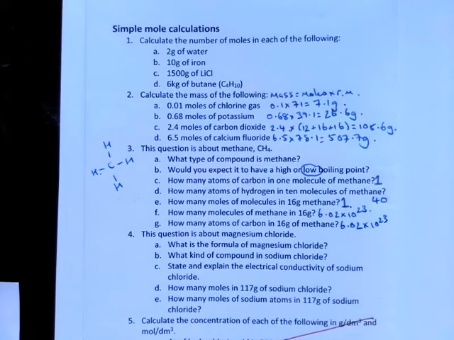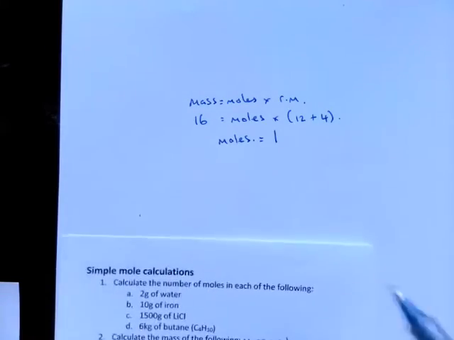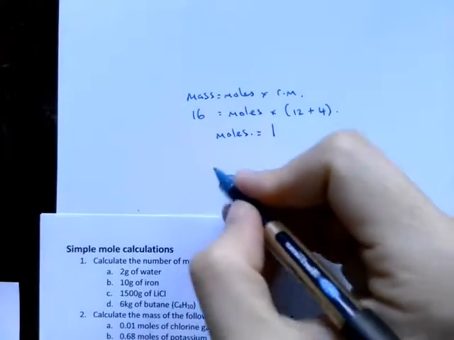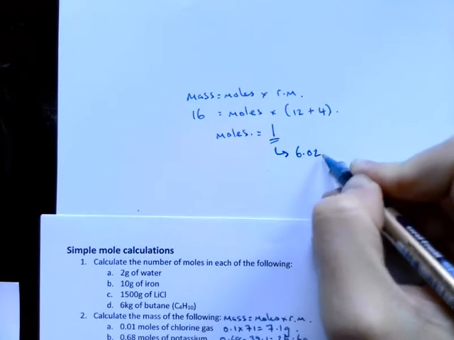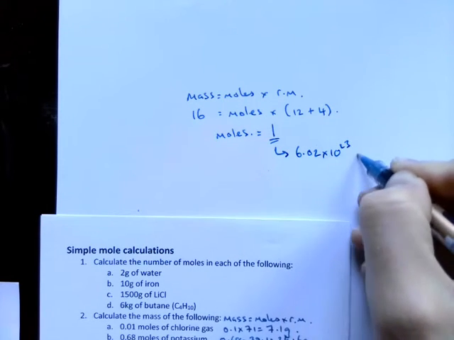Now another question I could ask you at this point is, how many atoms of hydrogen are in 16 grams of methane? If you want to pause it, have a think about it, maybe do a calculation. Okay, so I know that in 16 grams of methane, I've got 1 mole, which is 6.02 times 10 to the 23 molecules.